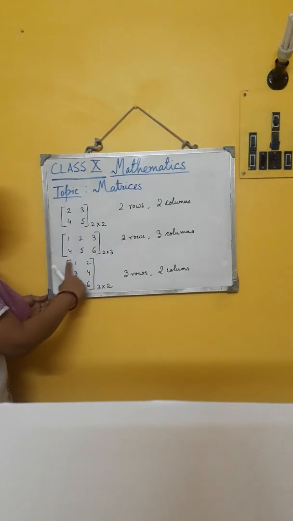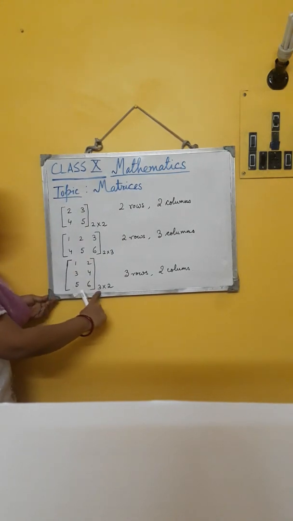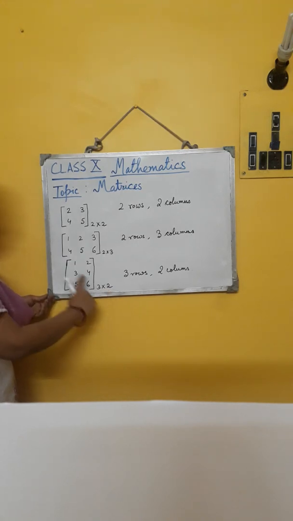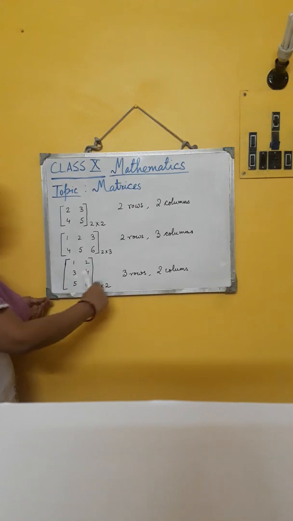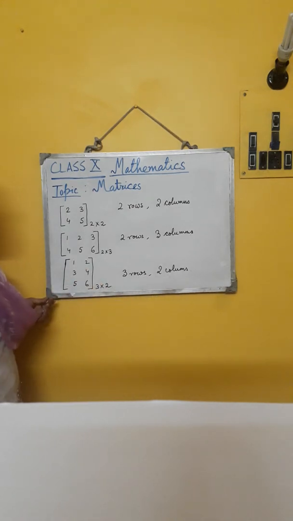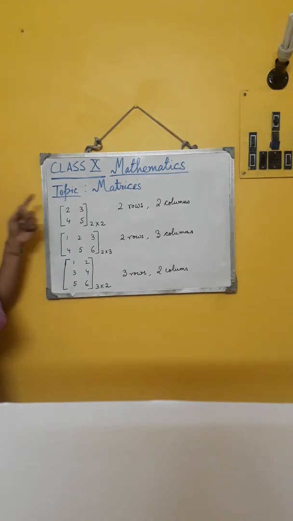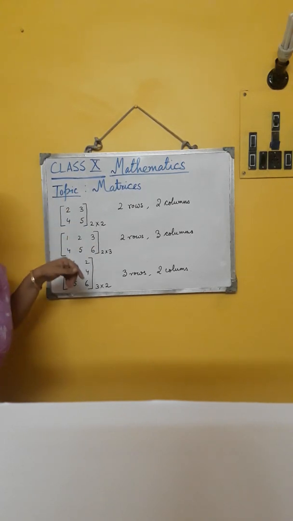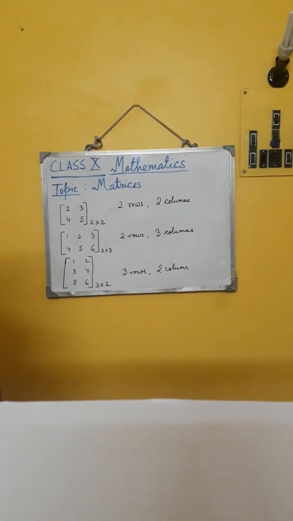Next one we see 1, 2, 3, that is 3 rows. I have written 3 cross 2, that means the order of the matrix is 3 cross 2: 3 rows and 2 columns. So this is the arrangement of numbers in a rectangular way, with horizontal and vertical lines, in the form of matrices. Okay, next.